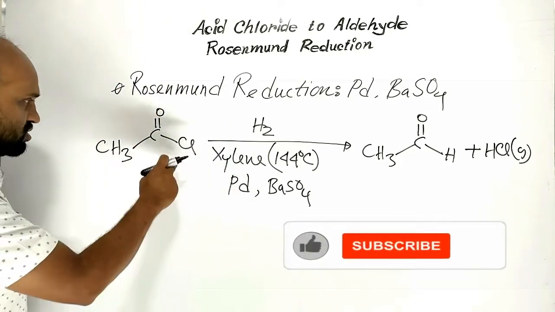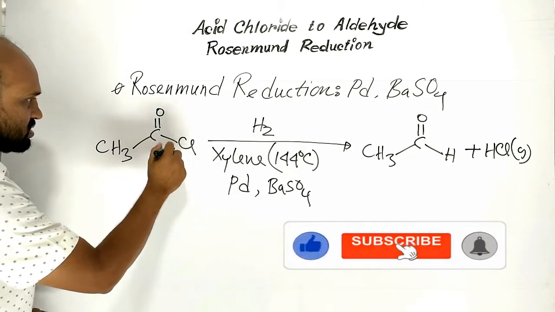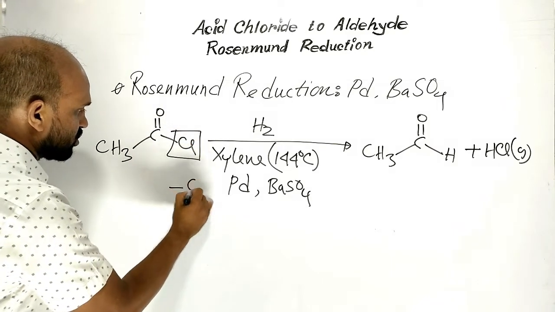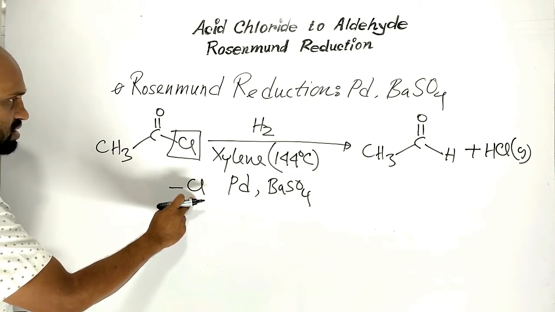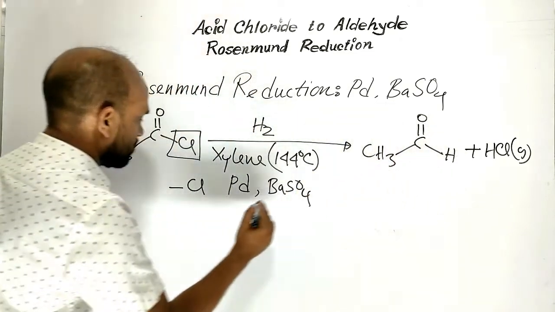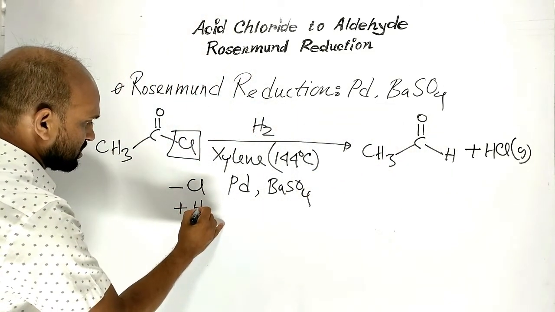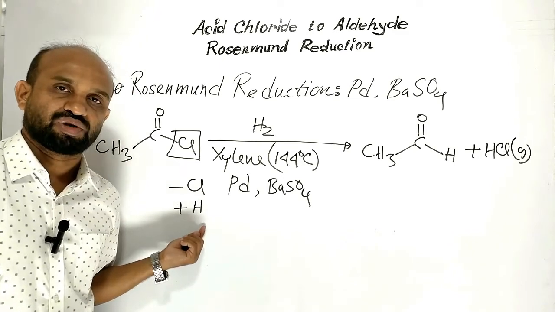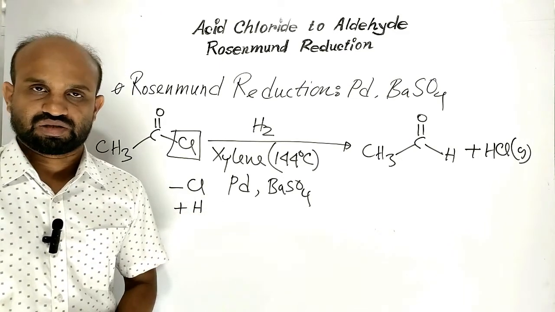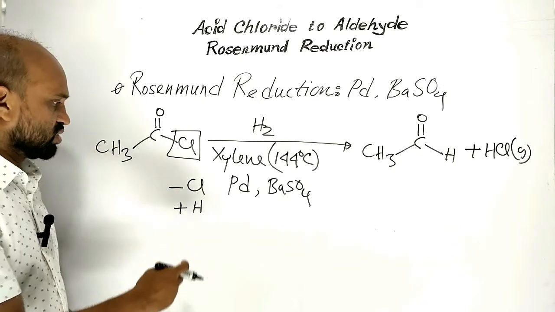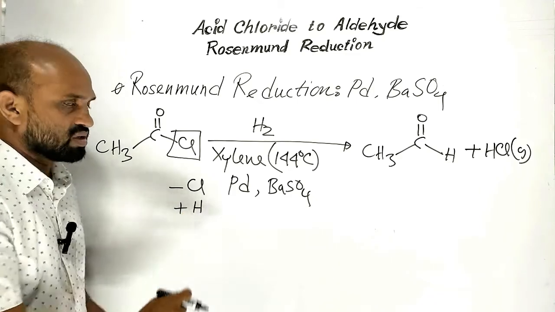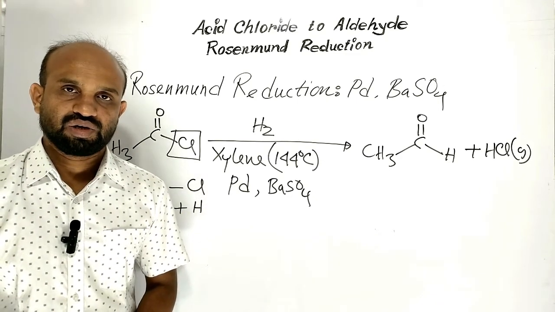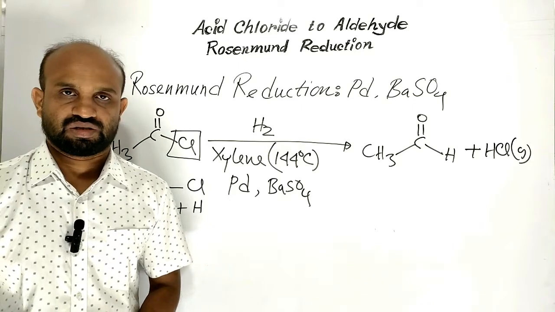Here, why is this reduction? In this reaction, removal of chlorine, which is removal of electronegative atom, occurs, that is reduction. At the same time, addition of hydrogen, that is addition of electropositive element, occurs, which is reduction. Simply removal of electronegative element and addition of hydrogen occur here. That is why it's a kind of a reduction reaction.